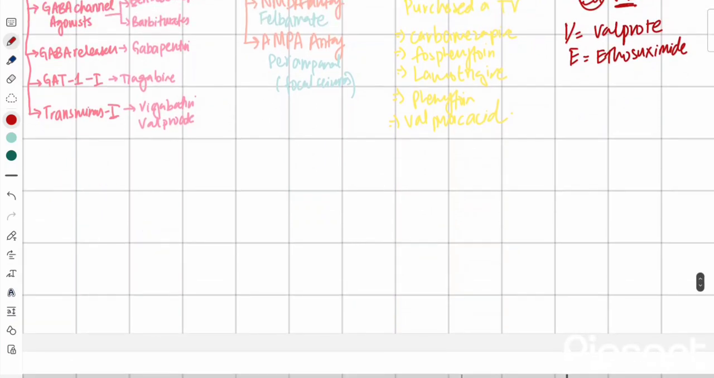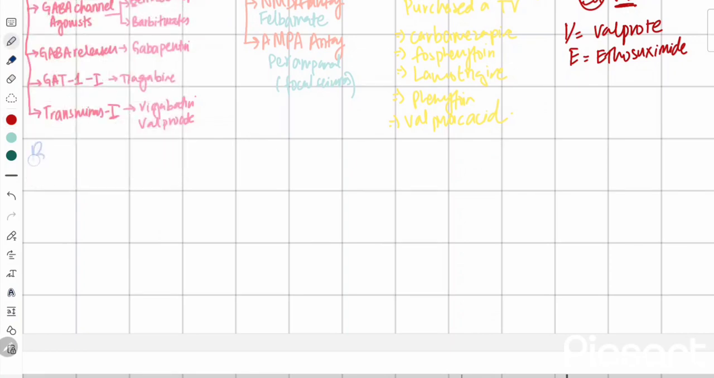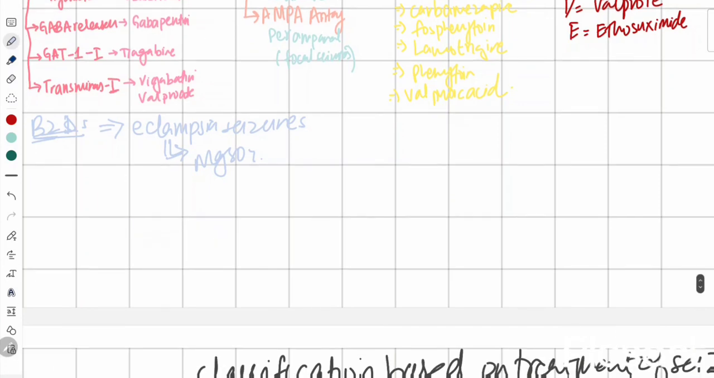Benzodiazepines have one action only, that is on GABA. They act on GABA receptors. The important thing that you need to know is that they can be used for eclampsia seizures. But for eclampsia seizures, what is the first line? The first line is MgSO4, and then you're going to use benzodiazepines.